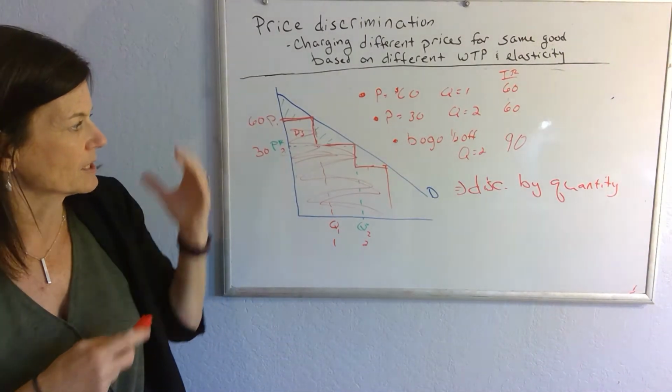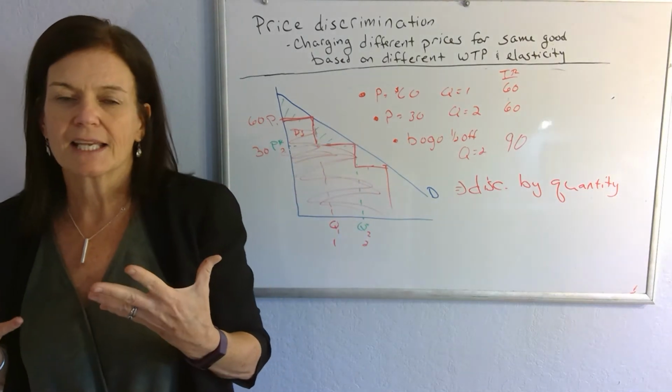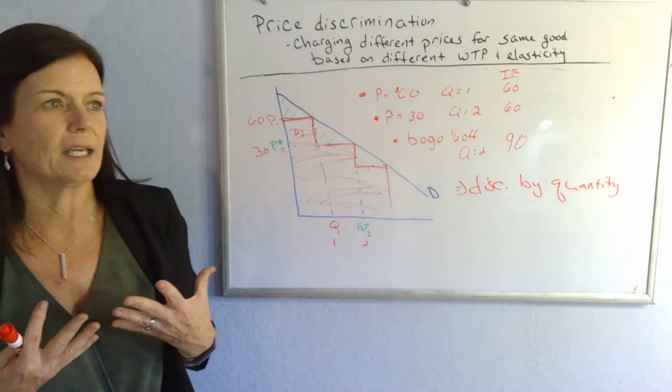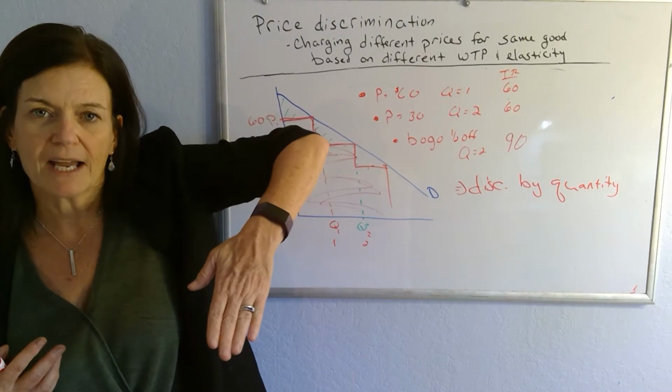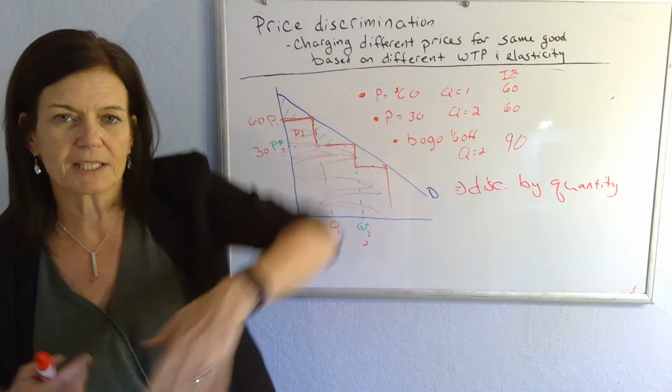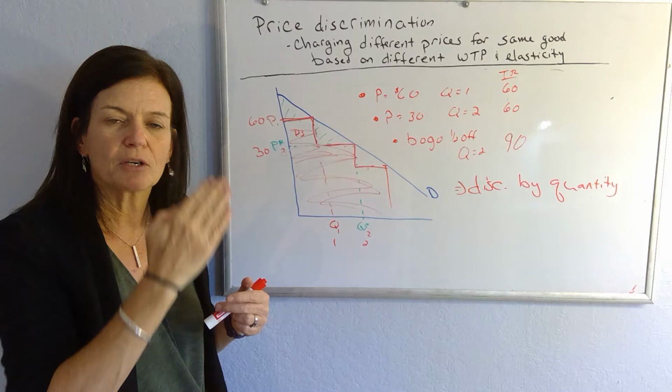We could do some numerical examples, but I don't really want to get too caught up in this. Just say there are so many examples of price discrimination, and it all comes down to, we know people have different willingness to pay, and discrimination by quantity is based on we know people have downward sloping demand curves.